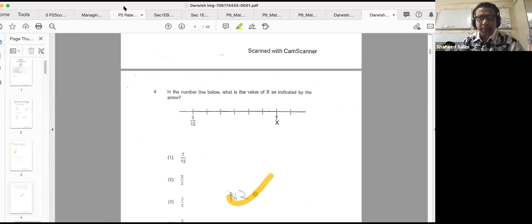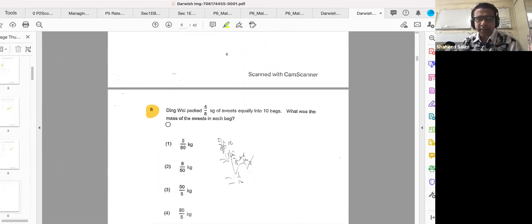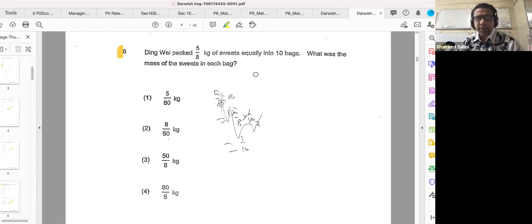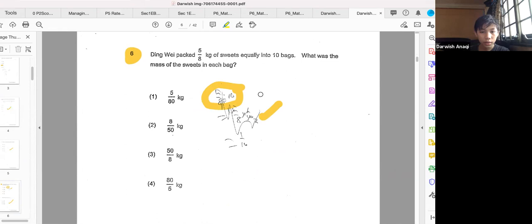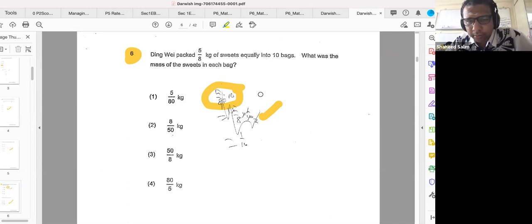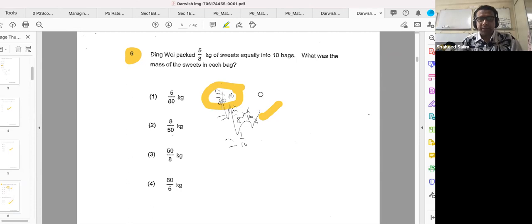Okay, this one okay. Number 4 okay. 5 okay. Number 6. So he divided it equally into 10 bags. So this is correct. 5/10. And then this is correct also. What? Can you try? No, because the answer I got was 1/6. Then the answer is what? 1/16. Yeah. So there isn't, is it?